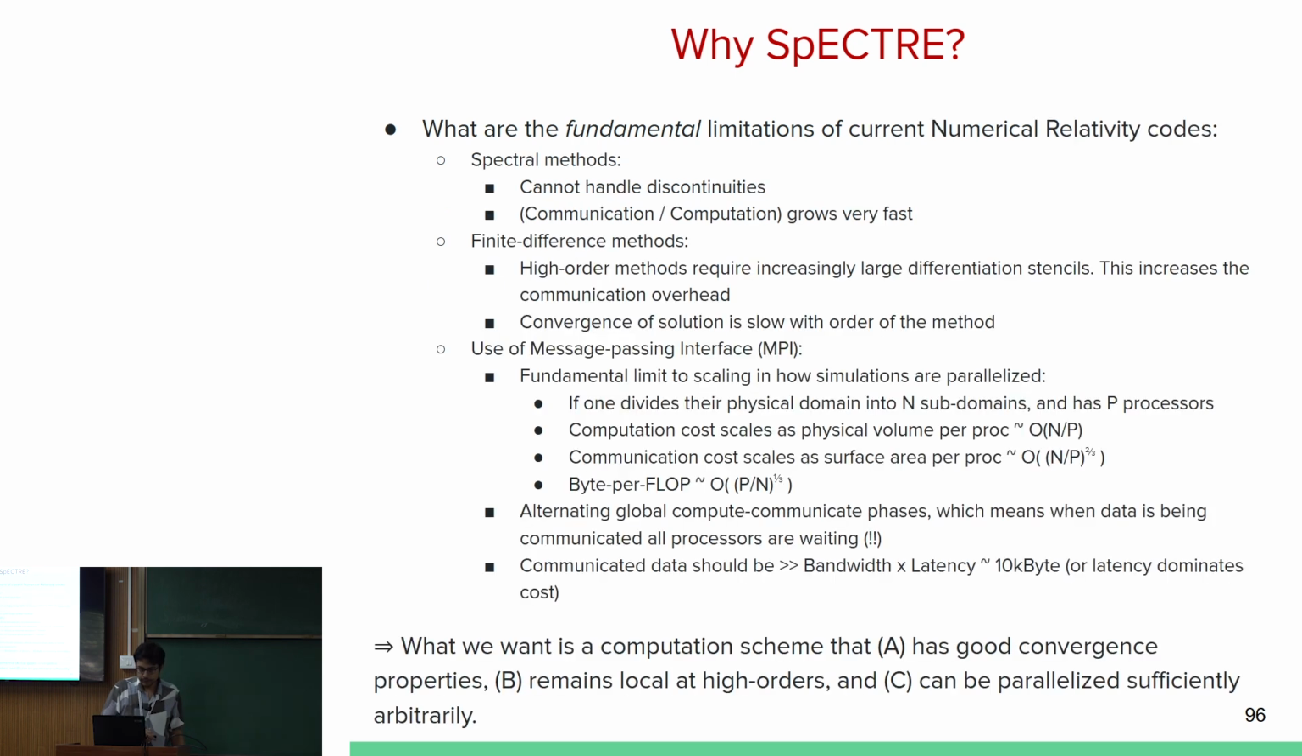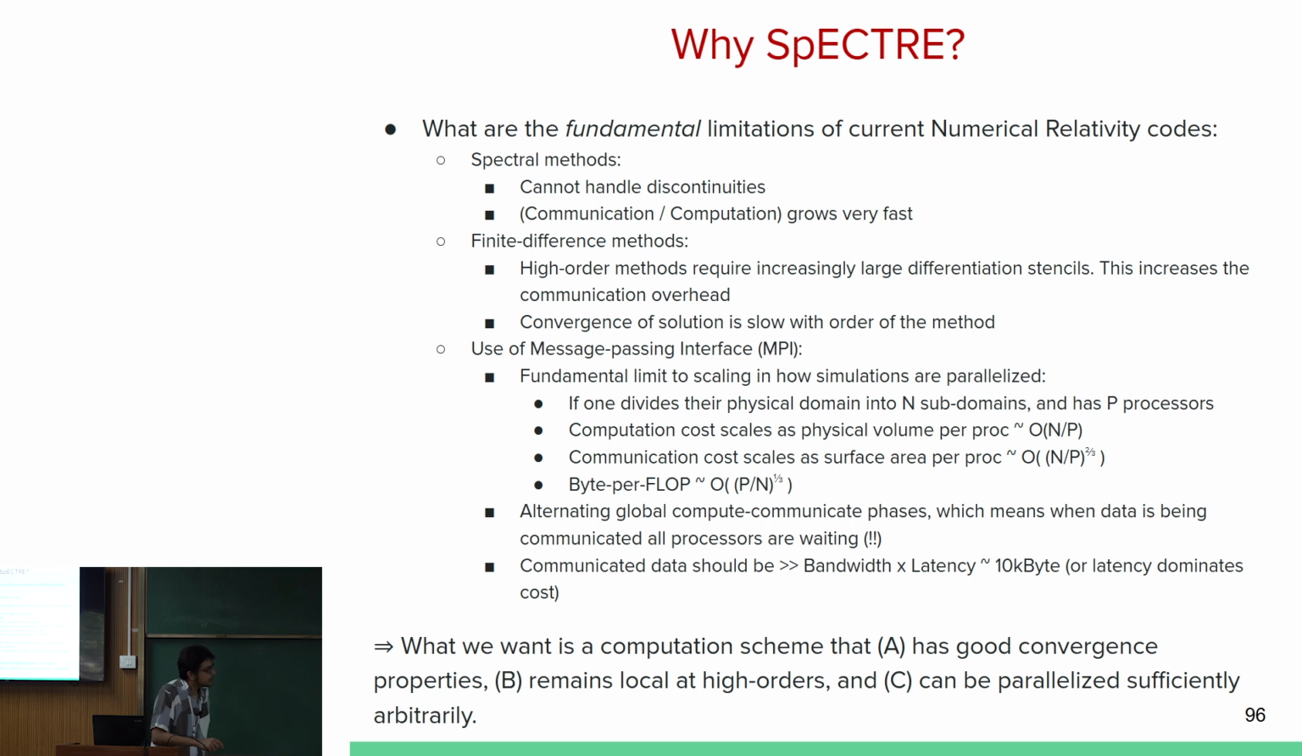Okay. So I've already talked about some of this. What are the fundamental limitations? I spoke about spectral methods limitations. I spoke about finite difference methods, where higher order methods require larger stencils, meaning longer stencils, and convergence depends on the number of grid points. Then there is the use of MPI to parallelize your calculations.